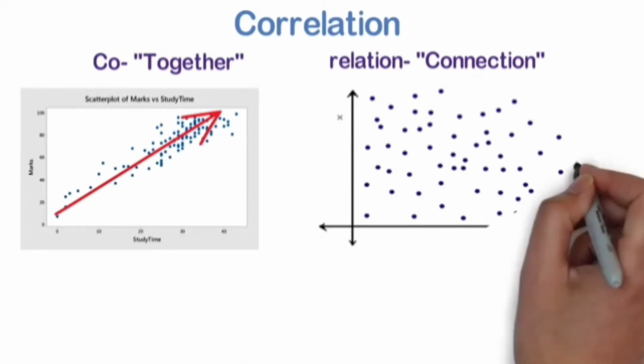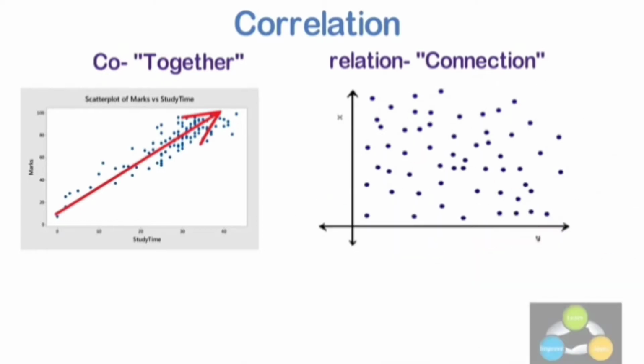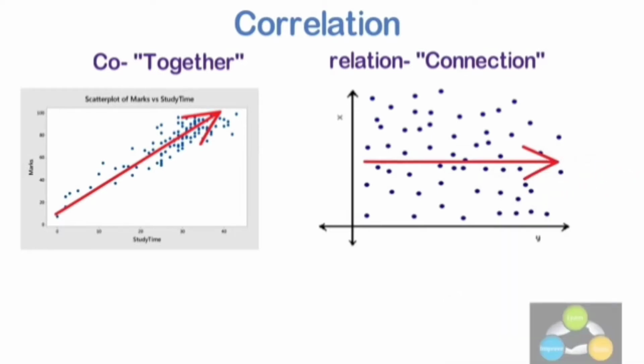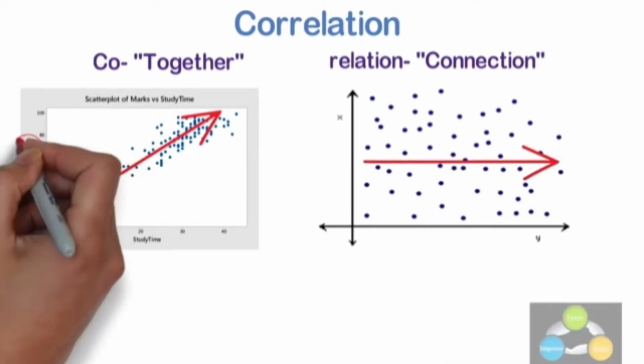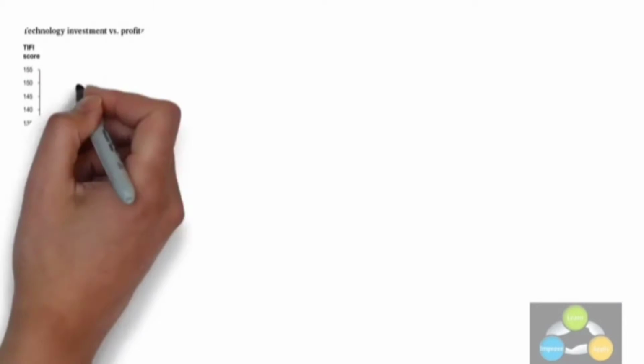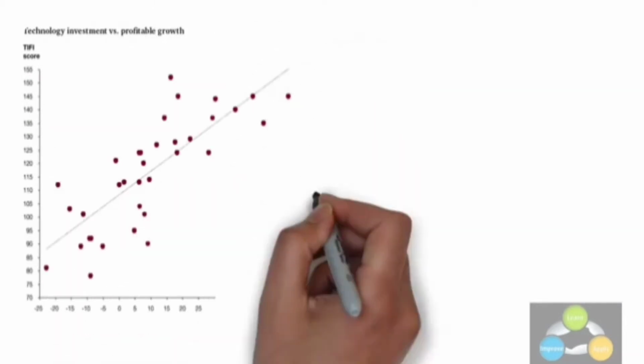And the variables are said to be uncorrelated when the movement in one variable does not show any movement with another variable in a specific direction. It is a statistical technique which represents the strength of connection between the variables. Correlation can be positive or negative.